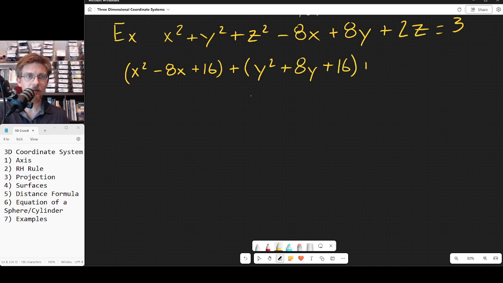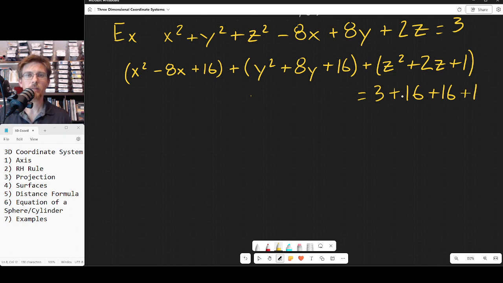And then for the z's, we have z squared plus 2z. Half of 2 is 1, squared is 1. And then we've got to make sure that whatever we added to the left-hand side, we add to the right-hand side. So 3 plus 16 plus 16 plus 1. So we're going to factor each of these perfect squares. When we complete the square, we make a perfect square trinomial, and then those get factored.